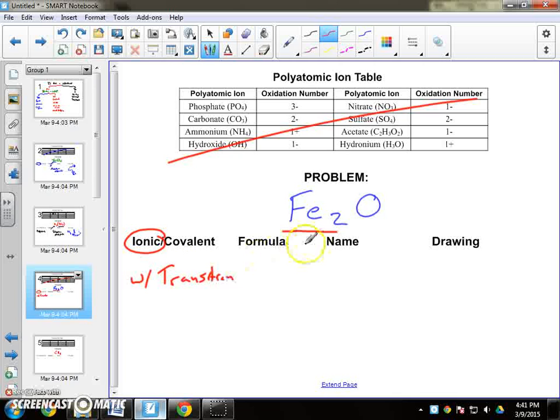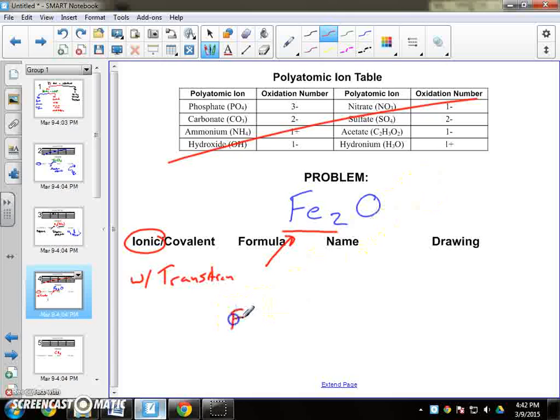So that's a big key. I know I'm going to use my transition metal, so that's a really big deal here. So our formula here is simply going to be this guy. I don't have to worry about formula again. But the name, we've got to go through and figure out what's happening here. So I'm going to uncrisscross this to figure out my name.